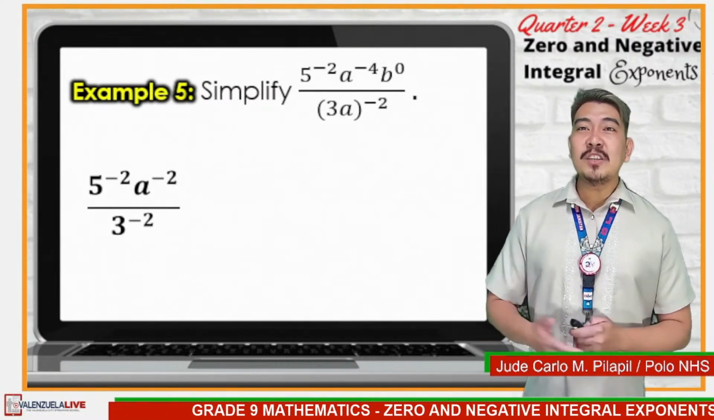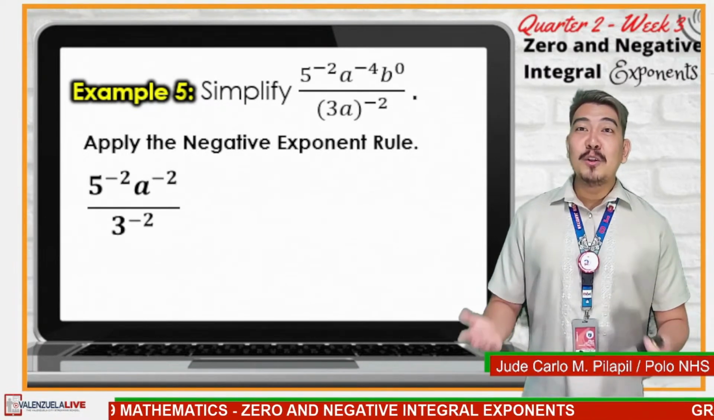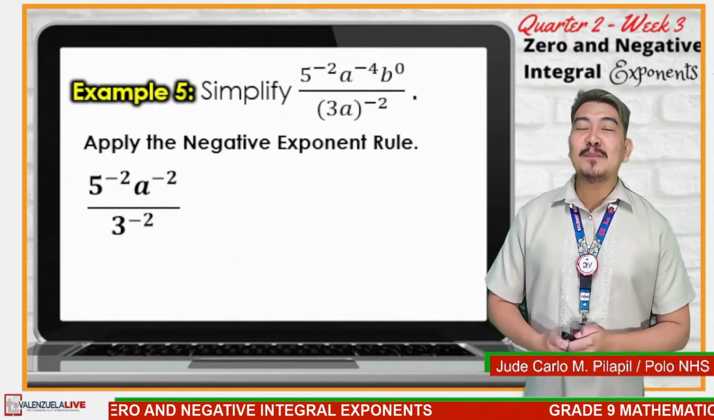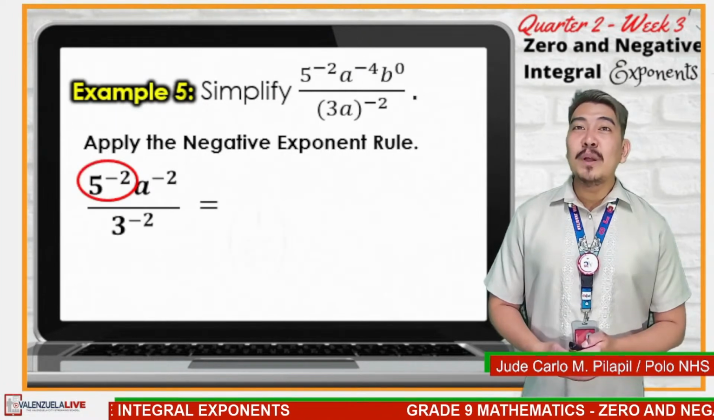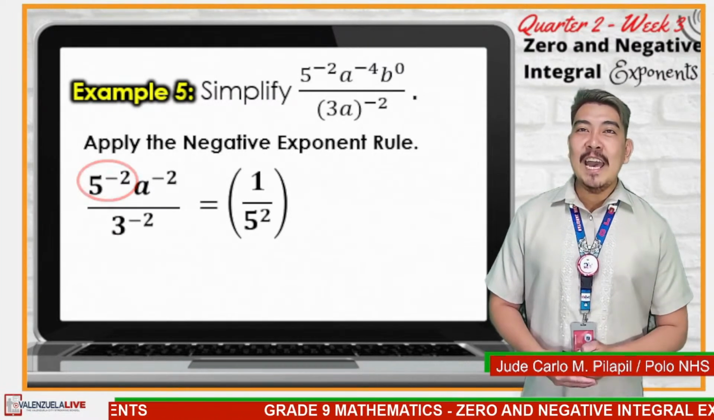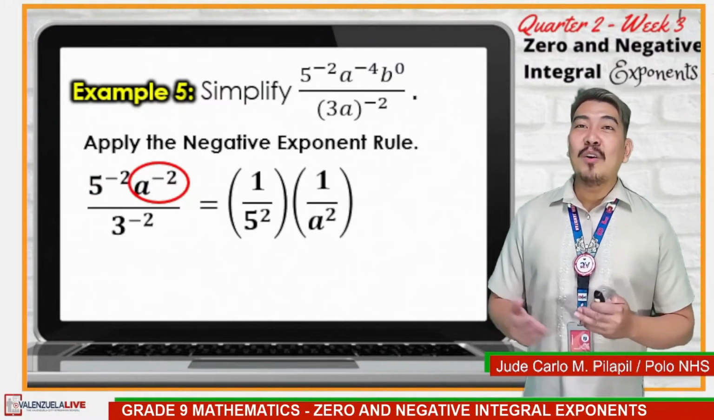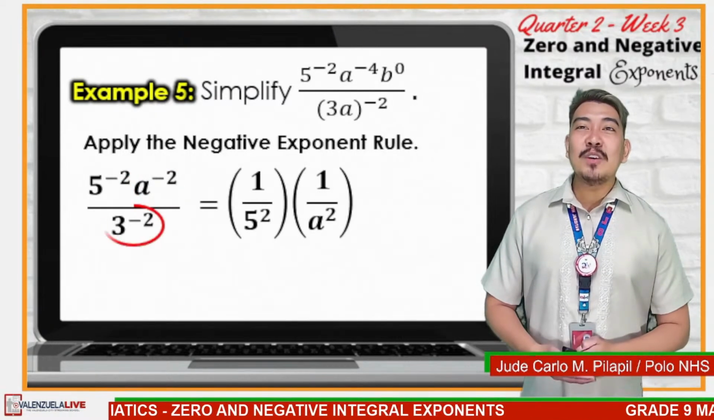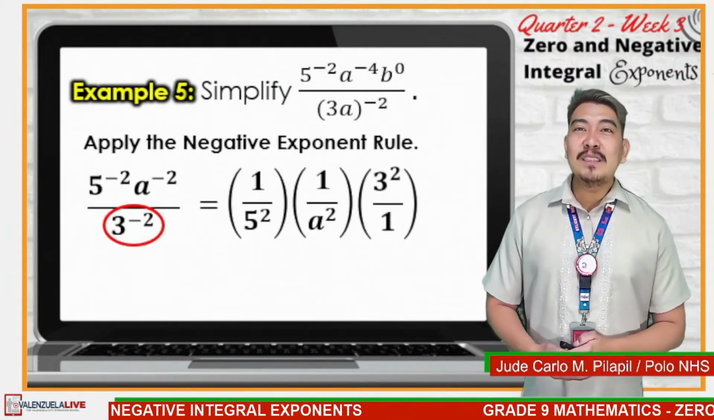From this expression, we apply the negative exponent rule. We all know that 5, a, and 3 are all raised to negative exponents. So, 5 raised to negative 2 will become 1 over 5 squared. On the other hand, a raised to negative 2 will become 1 over a squared. And finally, the denominator 3 raised to negative 2 will be in its form 3 squared over 1.